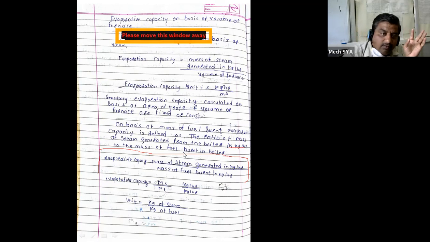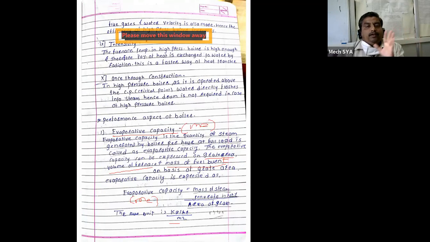Okay, once again I will revise. The evaporative capacity of a boiler is nothing but the quantity of steam generated in kg per hour at full load. It can be expressed on three bases: one is area of grate, another is volume of furnace, and the third one is mass of fuel burnt.